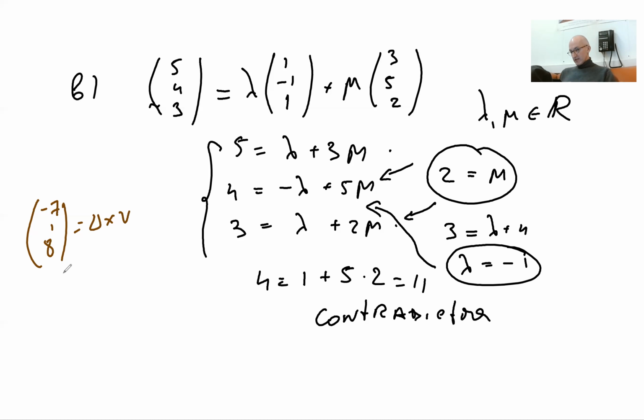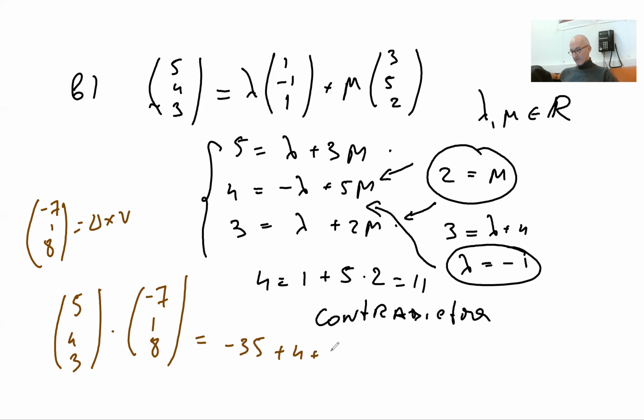So then we can just take this dot product, and if this dot product is 0, it means (5, 4, 3) is contained in the plane spanned by our vectors u and v. Let's just check. This is minus 35 plus 4 plus 24. Clearly it's not 0. So this also implies that (5, 4, 3) is not a linear combination of vectors u and v. Okay, let's go to part C.